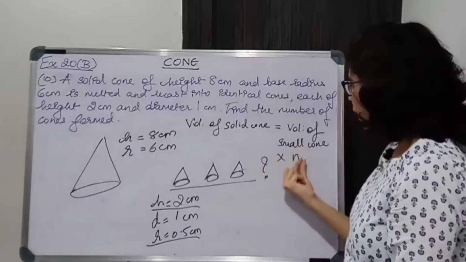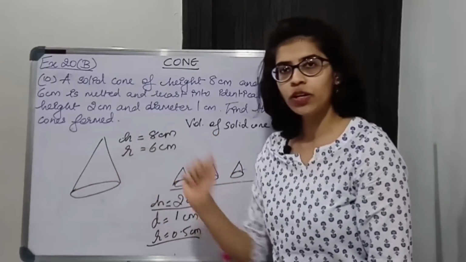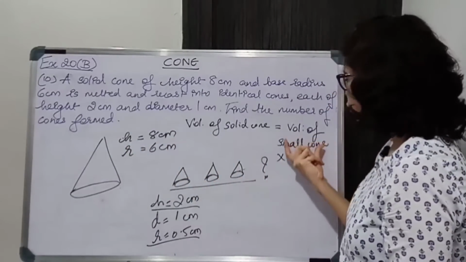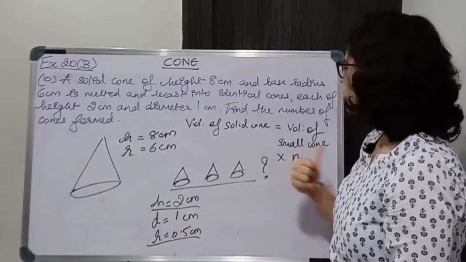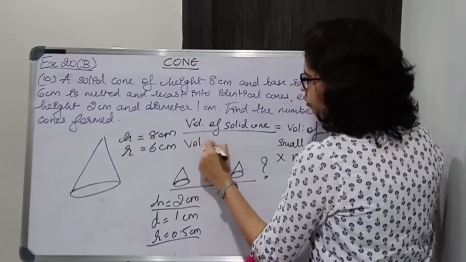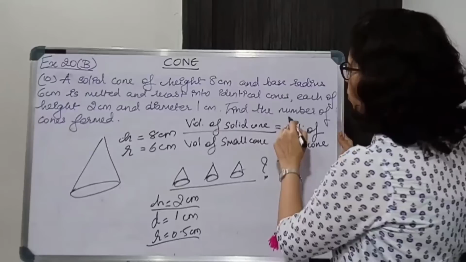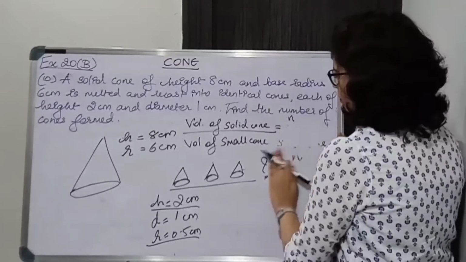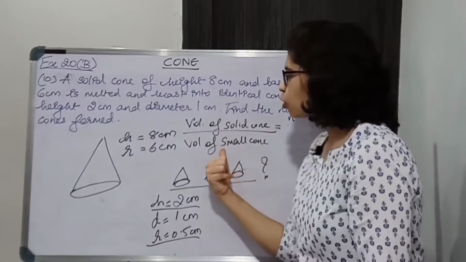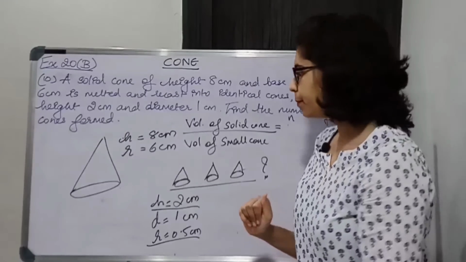So n into the volume of the small cone is equal to the volume of this solid cone, that is a big cone. All right, so we know the volume of the solid cone, we know the volume of this small cone, we can easily find n. We'll shift this to the other side. So the volume of the solid cone upon the volume of the small cone is equal to n. So we can easily find the number of cones by finding the volume of this solid cone and this small cone.